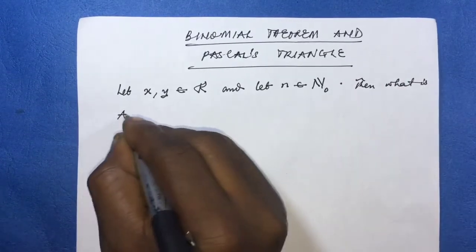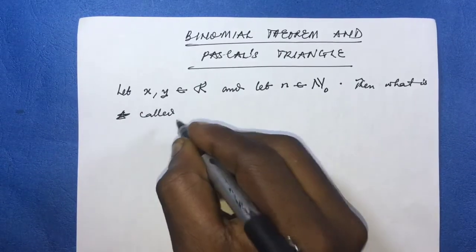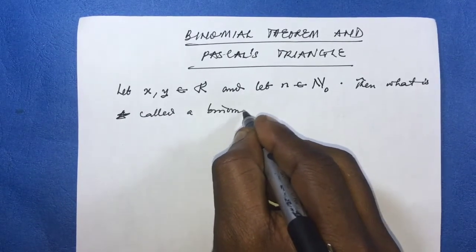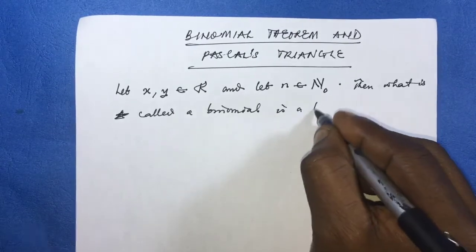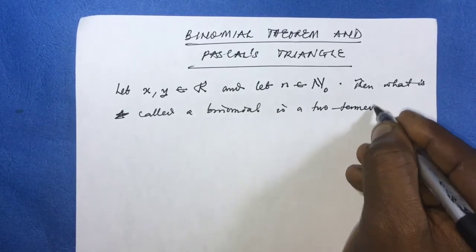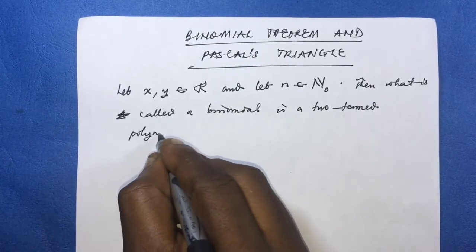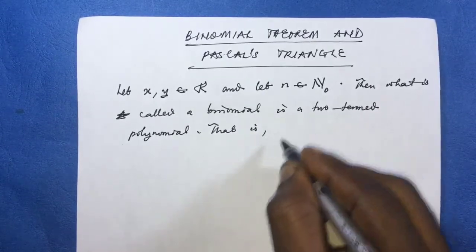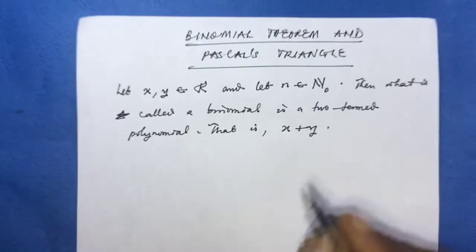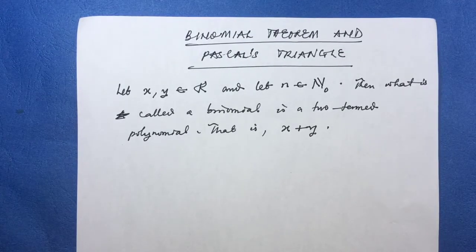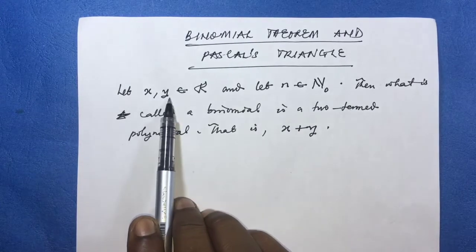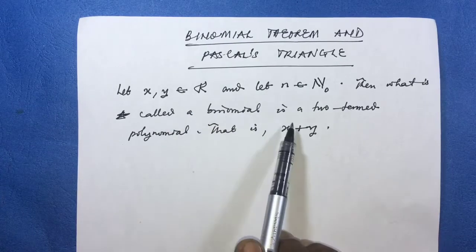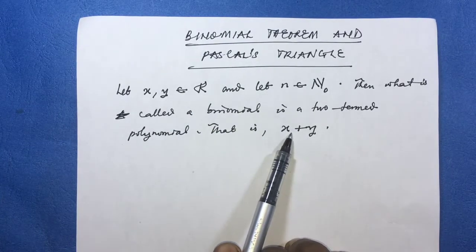What is called a binomial is a two-termed polynomial. That is x plus y. Is a two-term polynomial in two variables, of course. Okay, so if we use x and y that are real numbers expressed in this form, then we will be talking about a two-termed polynomial.